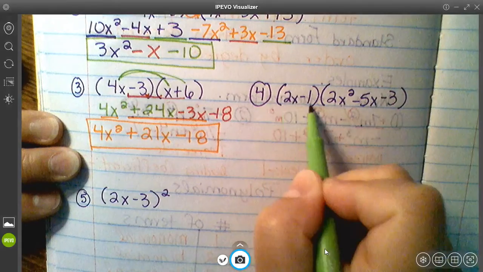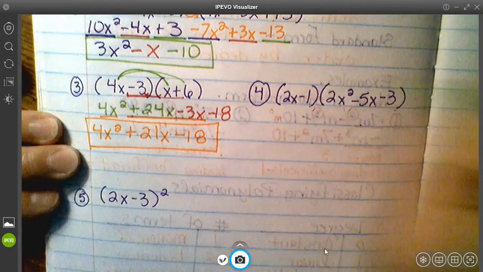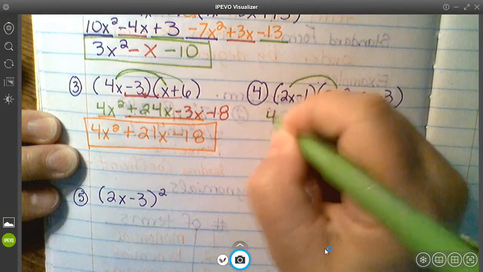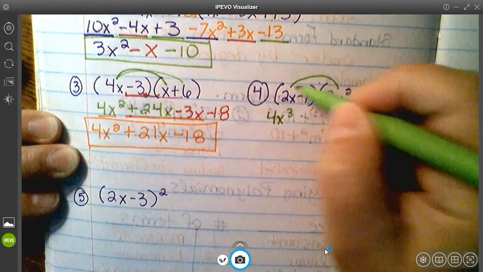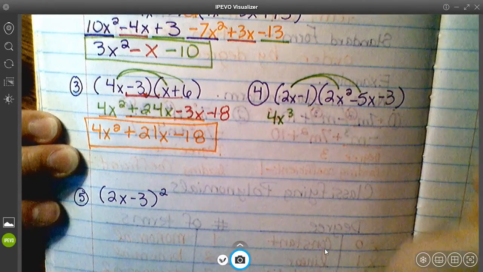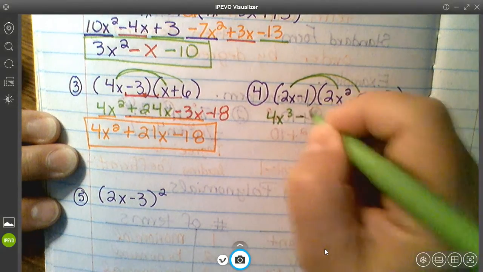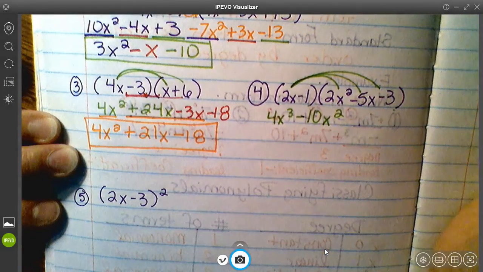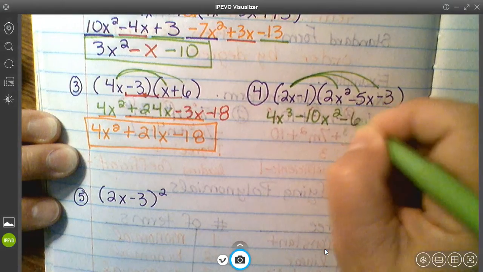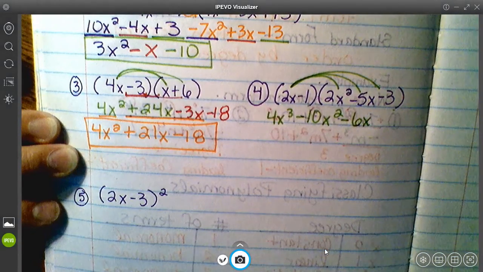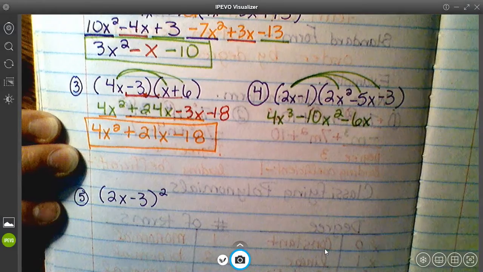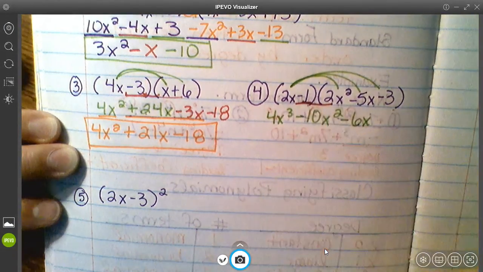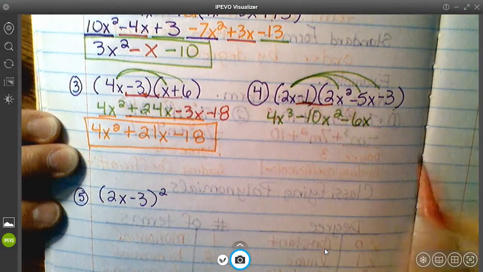Okay, here I have a binomial times a trinomial. And again, I'm just distributing. 2x times 2x squared, 4x to the third. 2x times a negative 5x is a negative 10x squared. 2x times the negative 3 is a negative 6x. Then I'm going to take my negative 1 here and do the same thing.